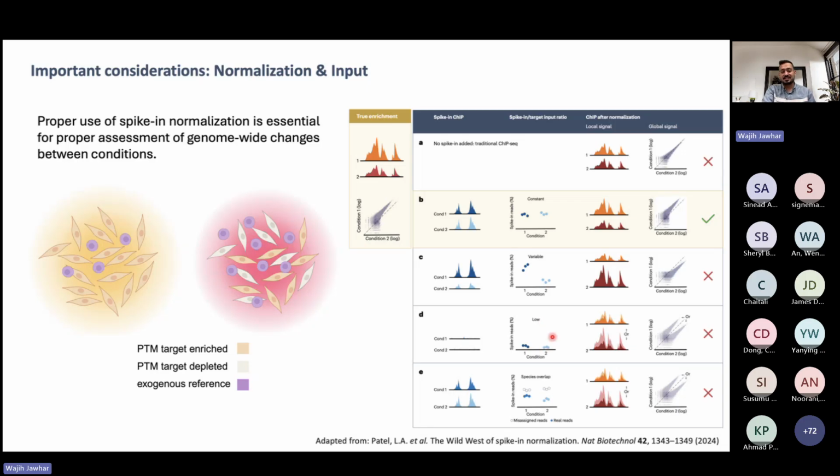So the exogenous spike-in has to be easily discernible as well. That is why, if you're working with mouse or human cells, it's preferred that you use Drosophila cells that can be easily distinguished from the human and mouse genomes.